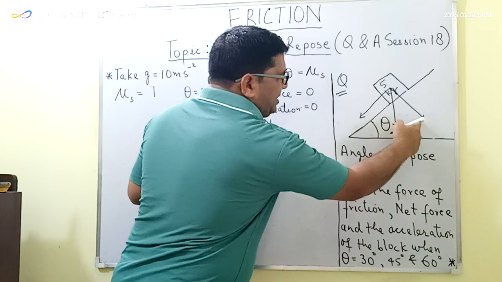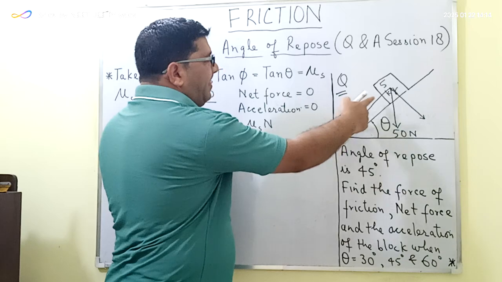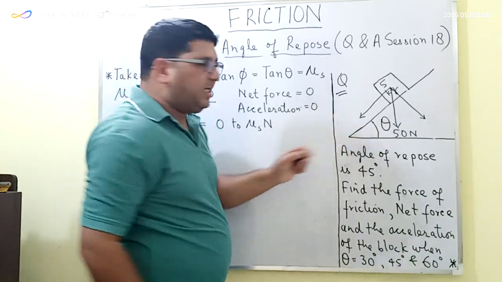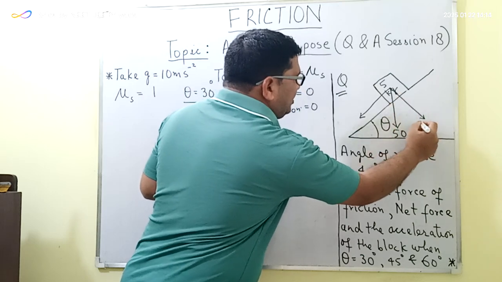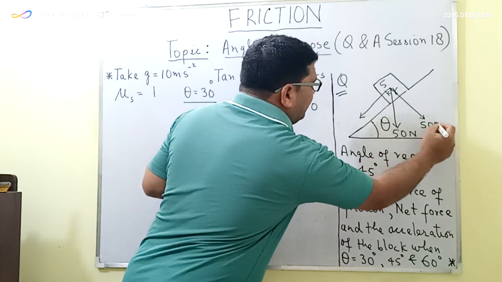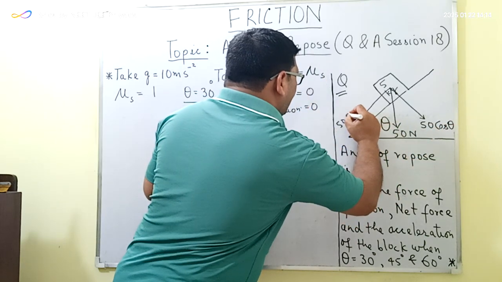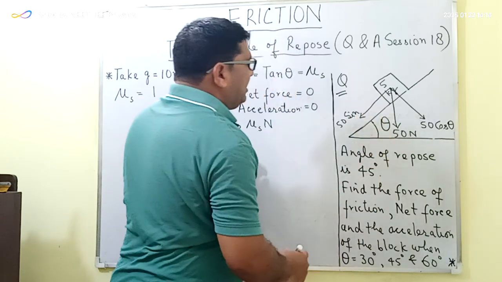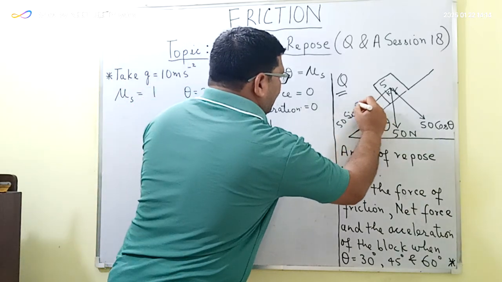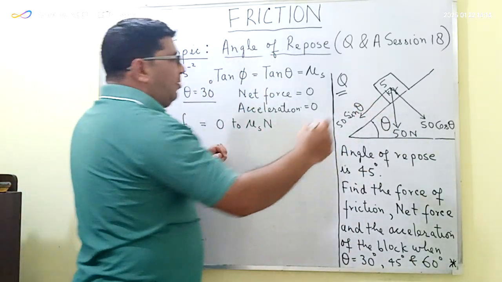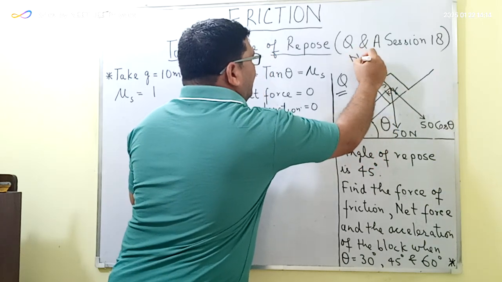Here I am just resolving this weight into two components. One component is along this inclined plane, and the other one is perpendicular to this inclined plane. The component perpendicular to the inclined plane will be equal to 50 cos theta, and the component parallel to the inclined plane, in the direction indicated by this arrow, will be equal to 50 sin theta. And the normal reaction will be acting in the upward direction perpendicular to the inclined plane.